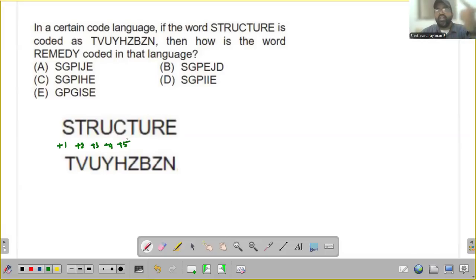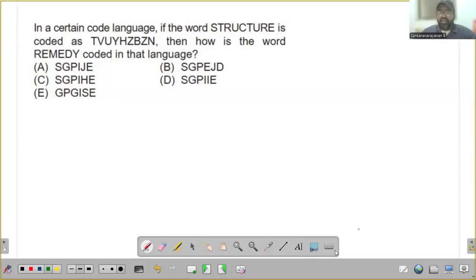C D E F G H. Okay. T is 20. 20 plus 6 is 26. Z is 26. Okay. U is 21. 21 plus 7 is 28. 28 is 26 plus 2. Second letter comes as B. So that is the logic there. Plus 1, plus 2, plus 3, plus 4, like that. Now the question is, how is the word remedy coded in that language?